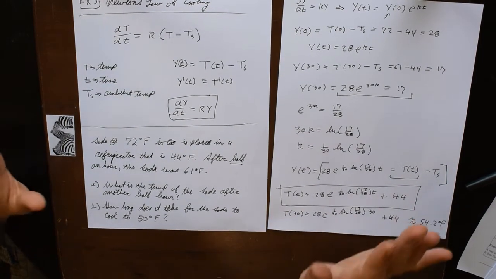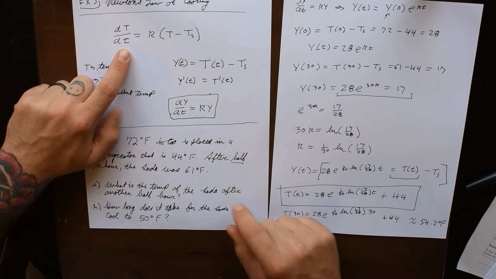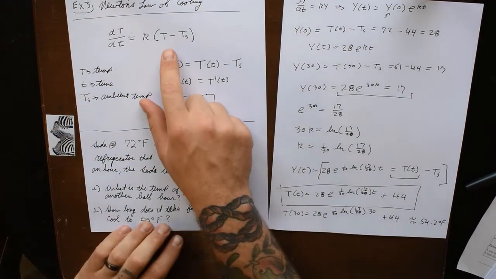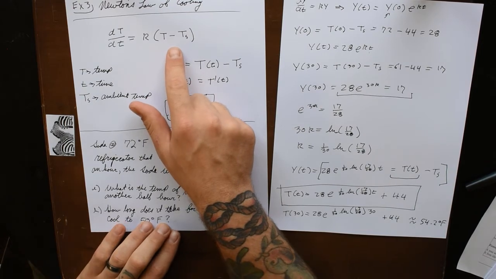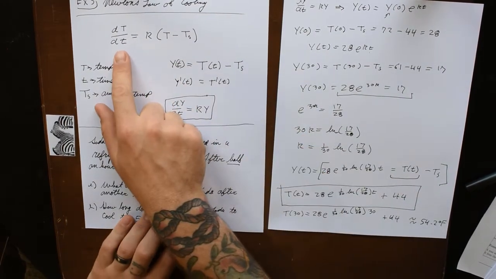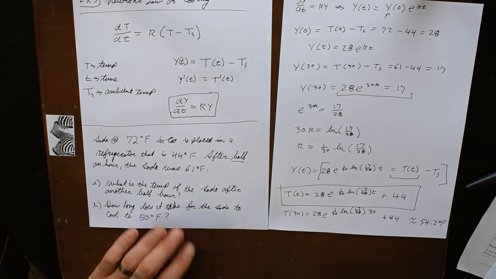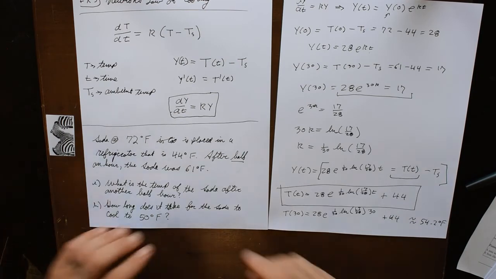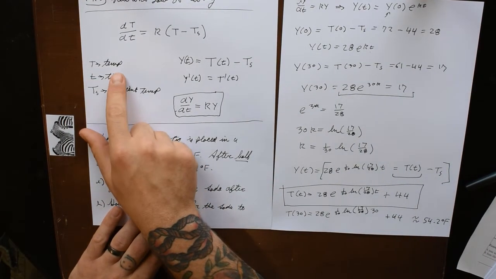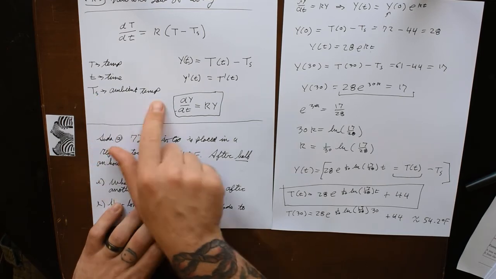So, Newton's law of cooling says that the rate at which the temperature of an object changes is proportional to this difference in temperature. You might hear it called the temperature differential, but the rate at which something cools is proportional to how hot it is compared to its surroundings. We're trying to find the temperature as a function of time. Little t is just time, and T sub s is our ambient temperature.